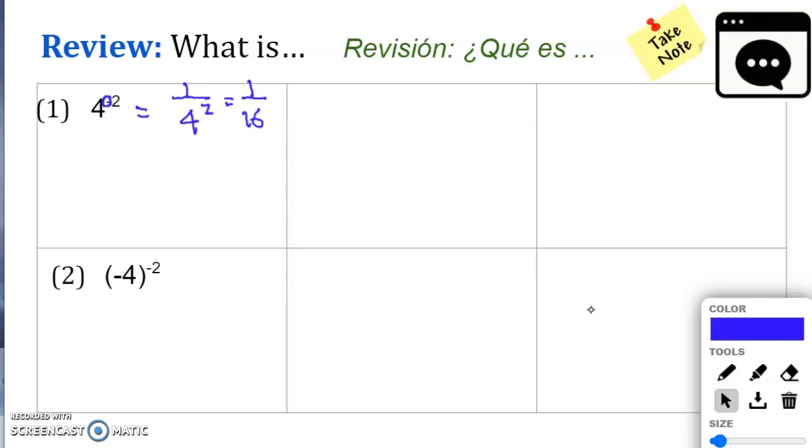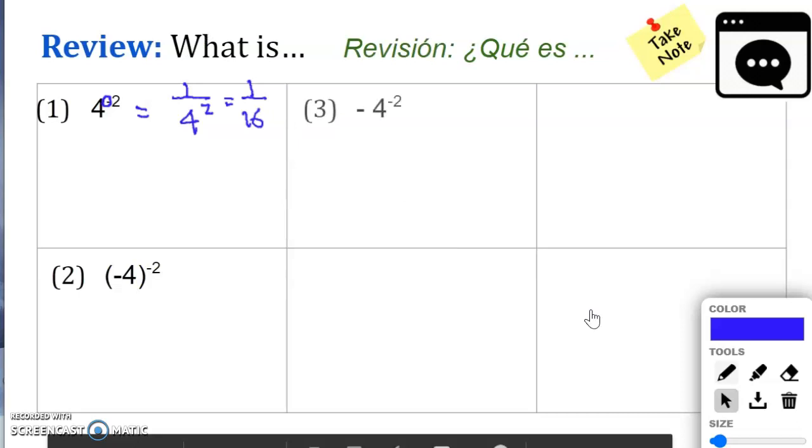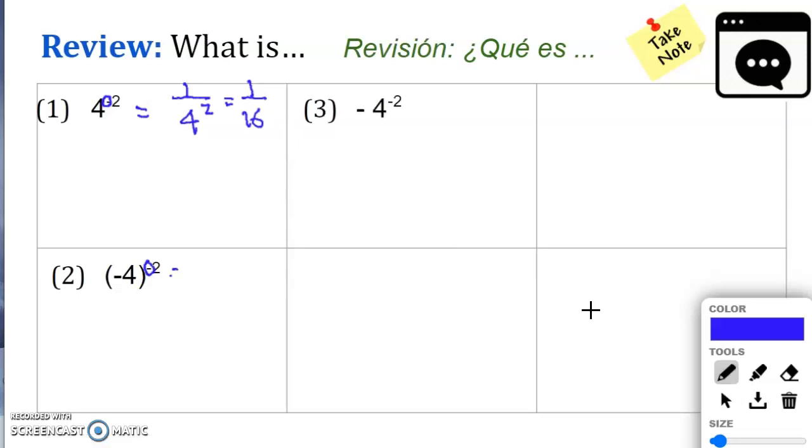What about number 2? This time, negative 4 is being raised to the power of negative 2. So again, the way we get rid of this negative exponent is by putting it as 1 over, and everything else stays the same, including the parentheses. We haven't dealt with the parentheses, so it's negative 4 all raised to the power of 2.